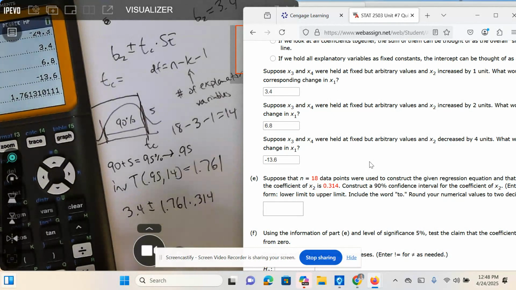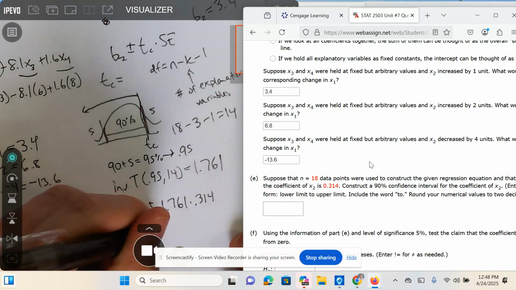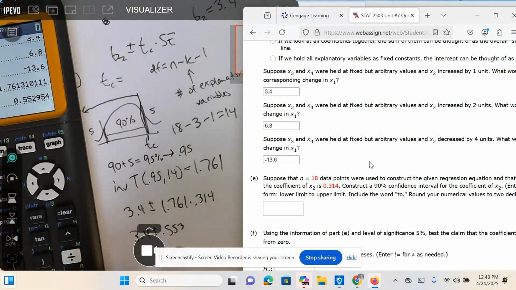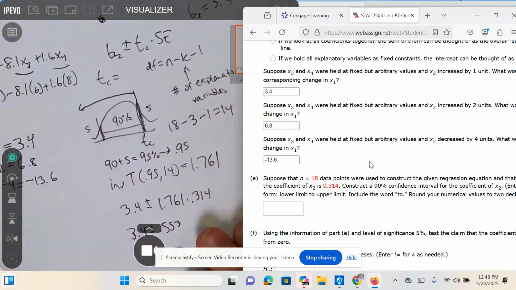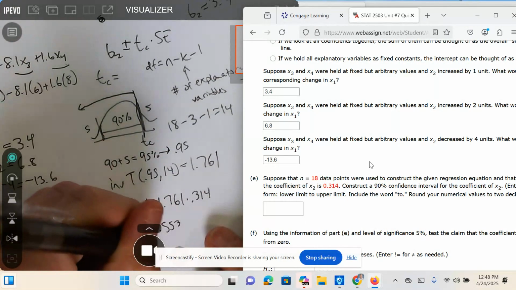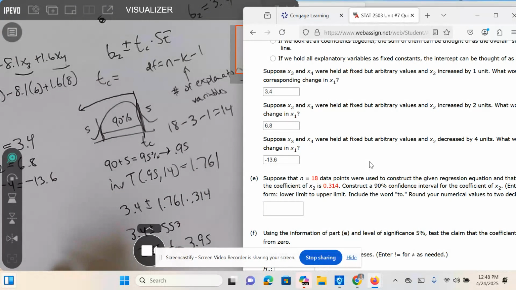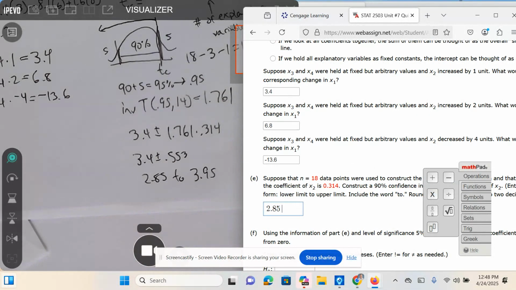So 1.761 times 0.314 is 0.553. So 3.4 plus or minus 0.553. 3.4 minus 0.553, 3.4 plus 0.553. And so it should be 2.85 to 3.95. Okay. So 2.85 to 3.95.